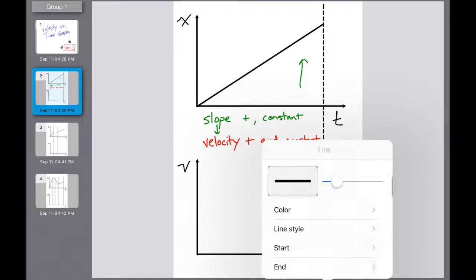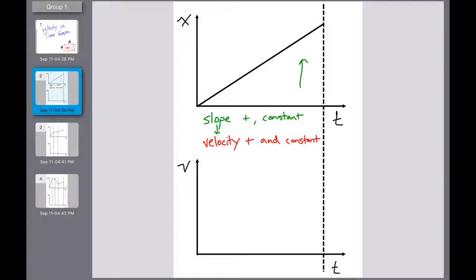So what I'm going to do in order to show that is draw a line that is on the positive side of the velocity, which is going to be here, and constant. A constant velocity means a velocity that is not changing.